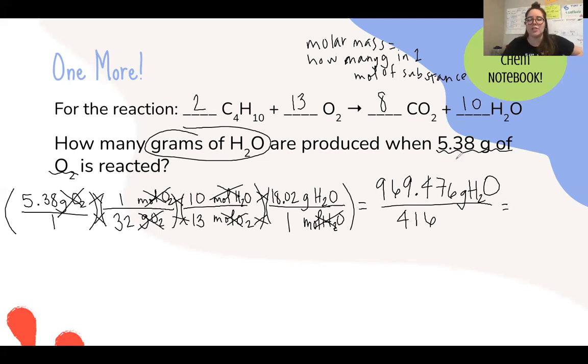So now what we need to do is divide. So we do 969.476 divided by 416, and we get a huge number, but I'm going to round to two numbers after the decimal. I'm going to get 2.33 grams of water. So when 5.38 grams of oxygen are reacted, we make 2.33 grams of water.